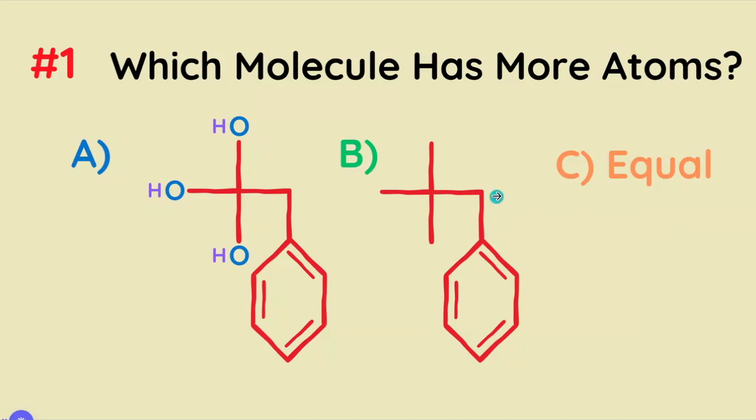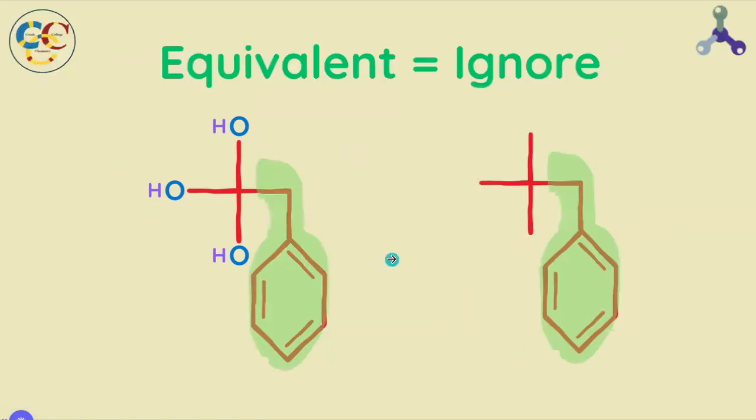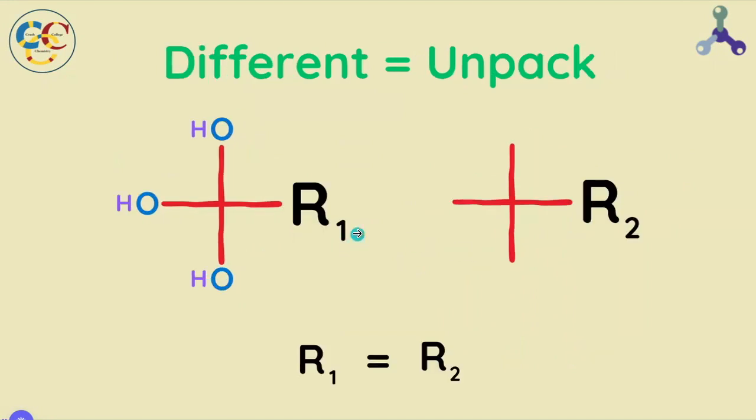Which of these two molecules has more atoms? Firstly, great problem-solving tip. Whenever we have to find differences between molecules, we want to identify and eliminate what's the same between them, because it's simply a distraction. Now our problem is easier to manage, and we can now dissect and unpack what remains.